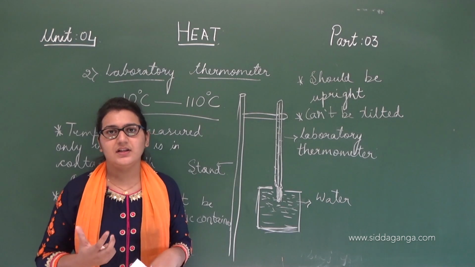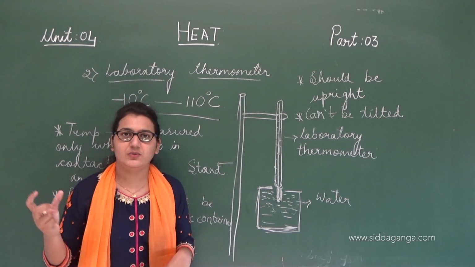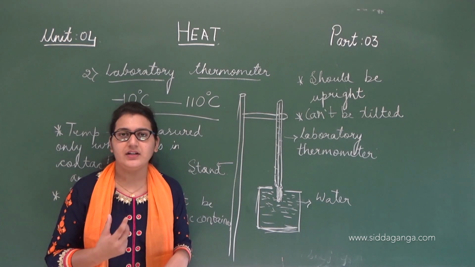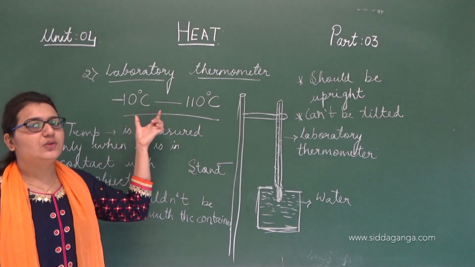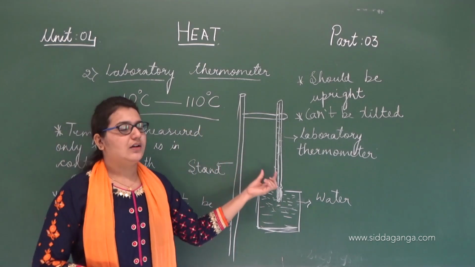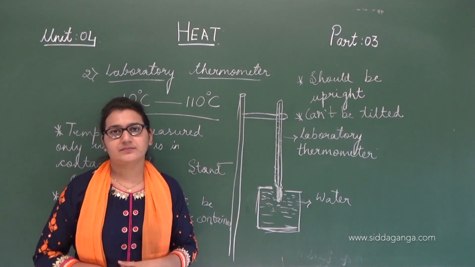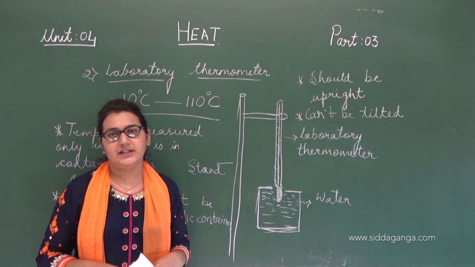Now the question is, when it has the same range, 35 to 42 degrees, which is the range of a human body, and which falls under this range of -10 to 110 degrees Celsius, then why can't we use this laboratory thermometer? It's again because there is no kink present in it.